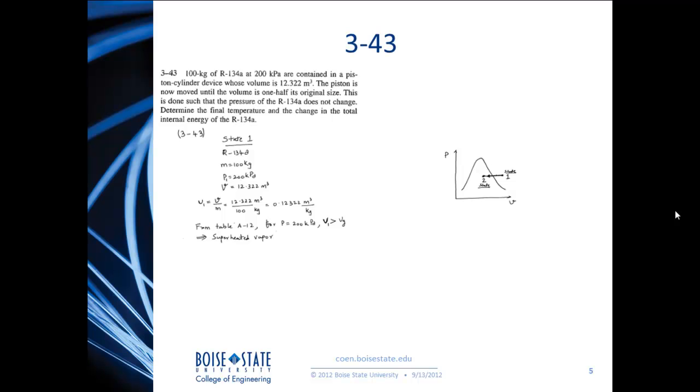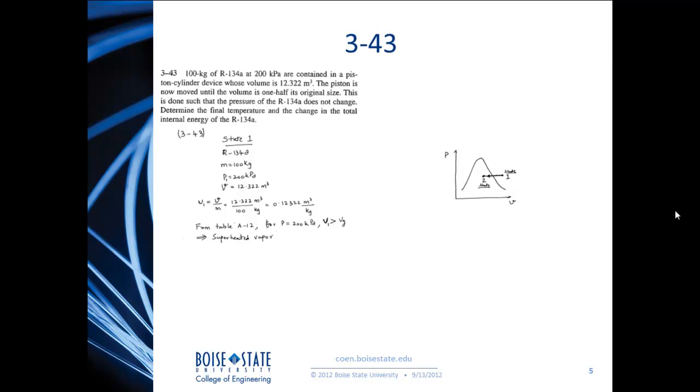In this problem, we're told that 100 kg of refrigerant 134A at 200 kilopascals are contained in a piston cylinder device whose volume is 12.322 cubic meters. The piston is now moved until the volume is one-half its original size. This is done such that the pressure of the refrigerant does not change.